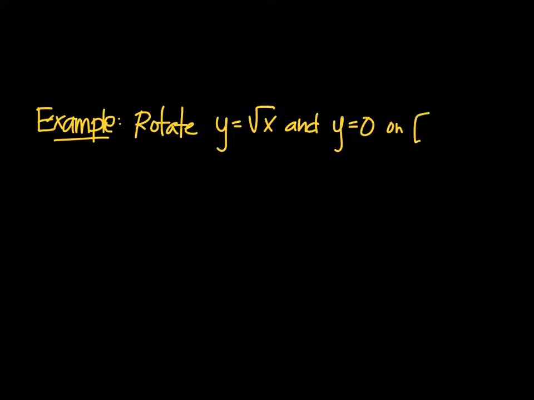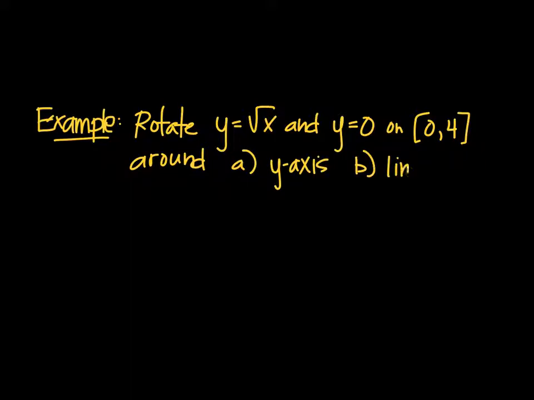Okay, rotate y equals the square root of x and y equals 0 on the interval 0 to 4. Around, and we're going to do it twice. So we're going to do part A, we're going to do it around the y-axis. And then B, we're going to do it around the line x equals 6. Just for practice, to see how it changes or doesn't change.